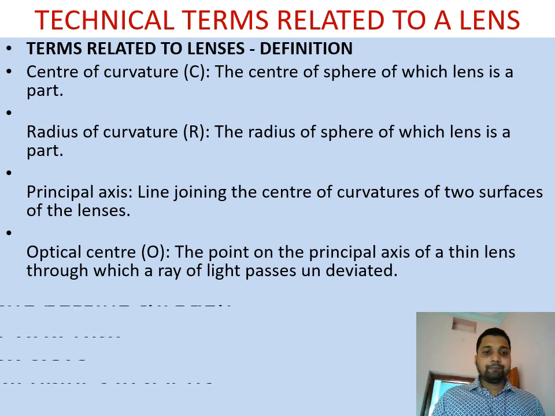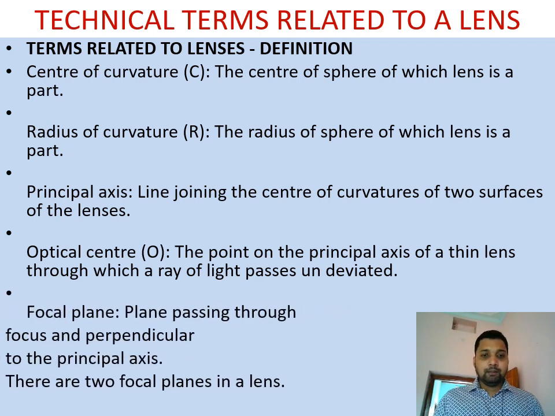Next is the focal plane. Focal plane means the plane passing through the focus, because on the principal axis we'll get two foci, since there are two spherical surfaces, which we'll discuss next. Any plane passing through this focus and normal, or perpendicular, to the principal axis is called the focal plane.